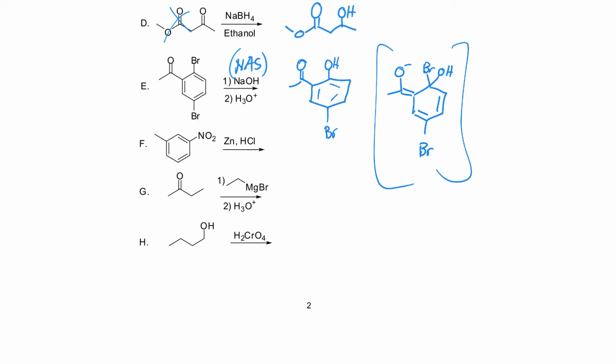Part F, we have a nitro group with zinc and HCl. We're going to reduce that nitro group to the amine. So this is a way to make amines. And this is the only way that we've learned at this point in the semester. Part G is simply a Grignard addition to a ketone. And we know that after acid workup, we end up with the tertiary alcohol. And lastly, we have a primary alcohol plus the strong oxidizing agent, H2CrO4. So we're going to end up with not just the aldehyde, but the carboxylic acid. So that's going to oxidize all the way to the carboxylic acid.